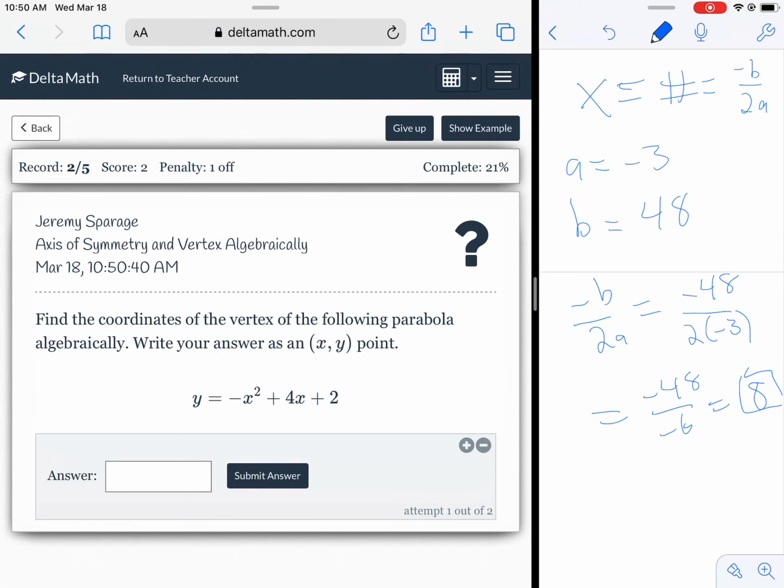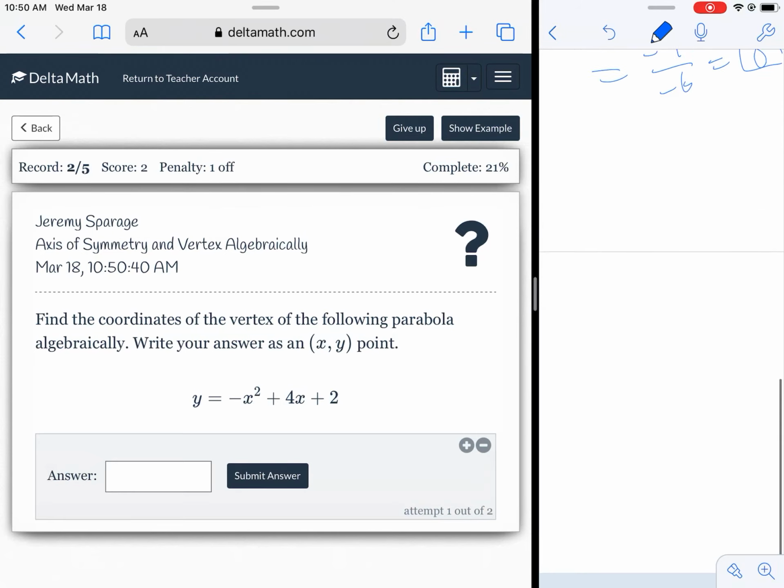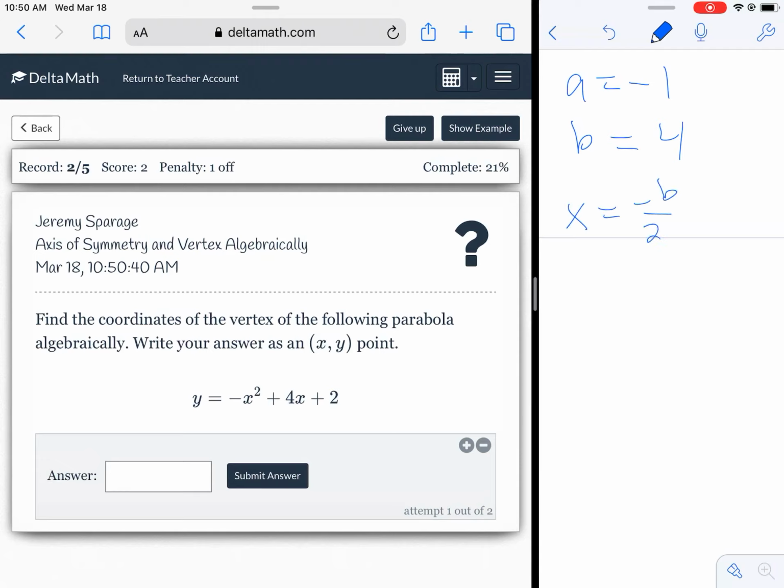Next problem. Find the coordinates of the vertex. Let's identify a equals negative 1, b equals positive 4. So I'm going to use that formula, x equals negative b over 2a, which is negative 4 over 2 times negative 1, which is negative 4 over negative 2, which is positive 2. This is the x-coordinate of the vertex.